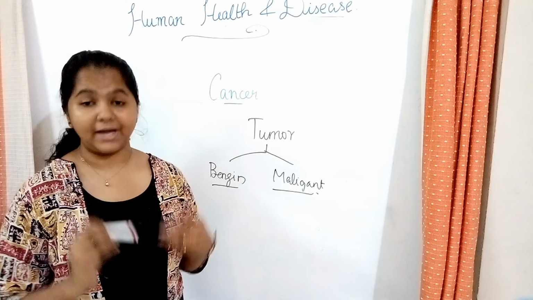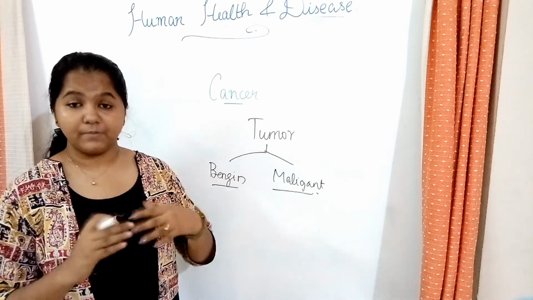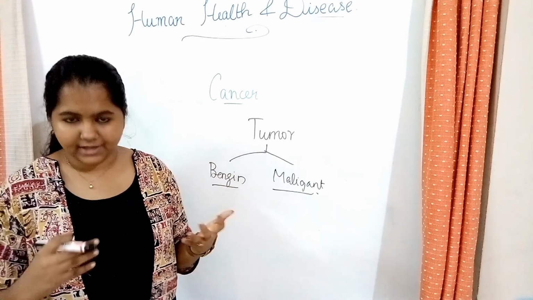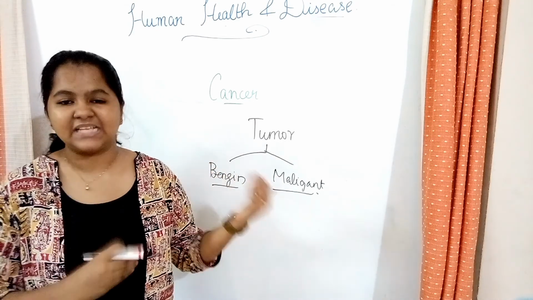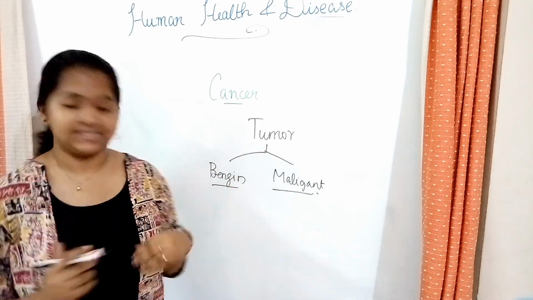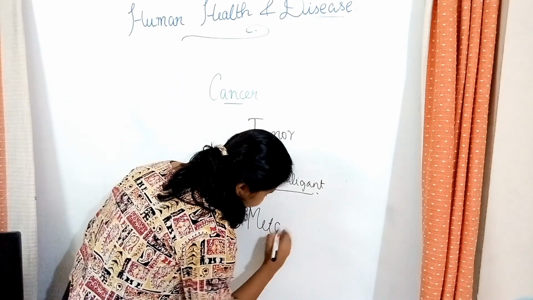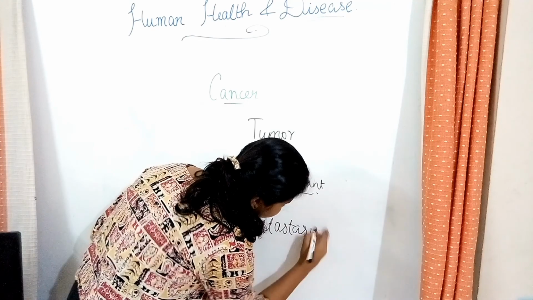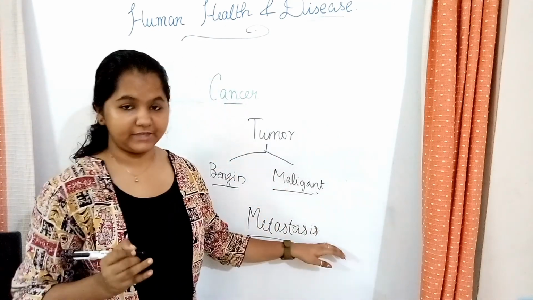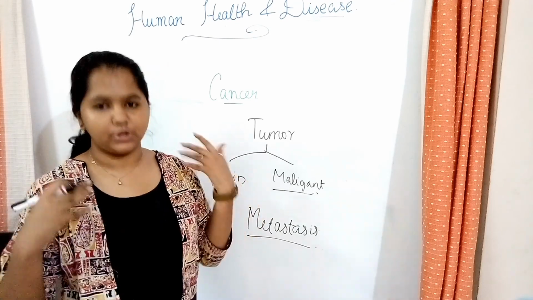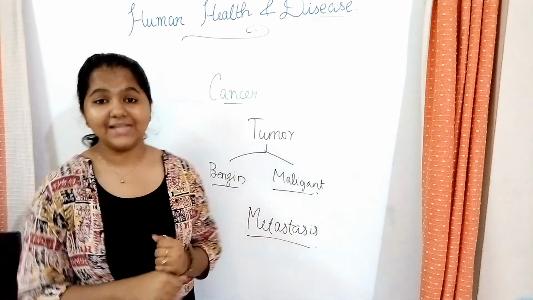The property by which the cancer cell moves from the origin to the other parts of the body through blood and invades the normal cells and makes them cancerous is called metastasis. So I write. This is the property by which these malignant cancers spread to the body. Now let's see the causes of cancer.